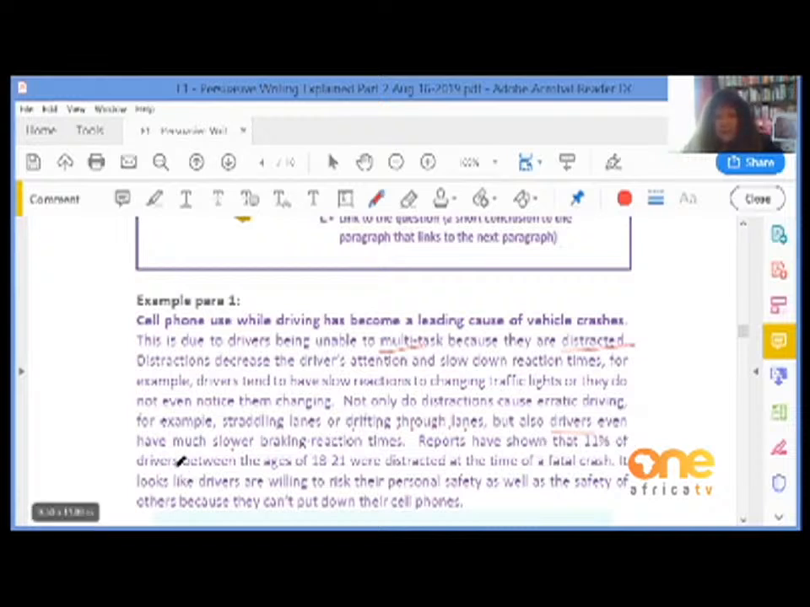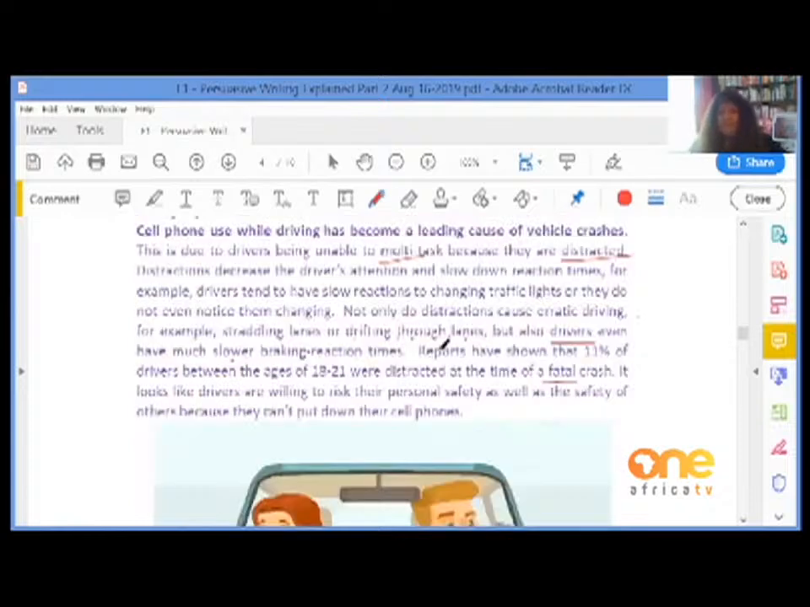Reports have shown that 11% of drivers between the ages of 18 to 21 were distracted at the time of a fatal crash. That means somebody has died, whether it's the driver themselves or other people he's killed in the process. We don't know. It looks like drivers are willing to risk their personal safety as well as the safety of others because they can't put down their cell phones. And I'm sure that's known as addiction. Okay, so that would be a paragraph discussing cell phones being a leading cause of vehicle crashes.